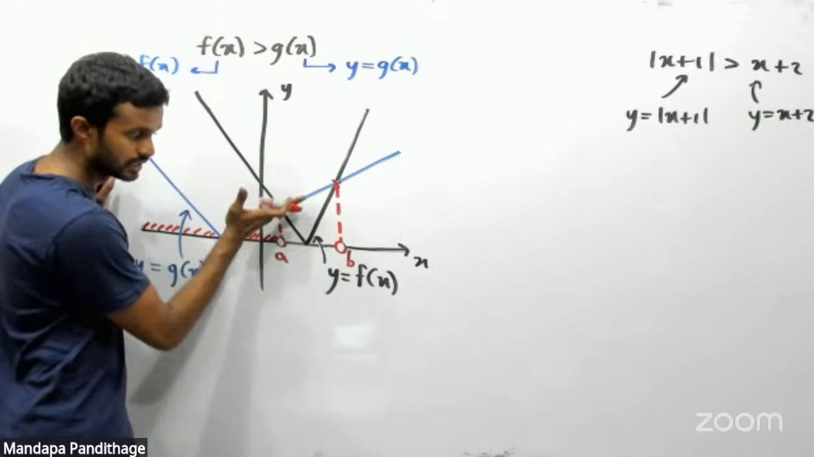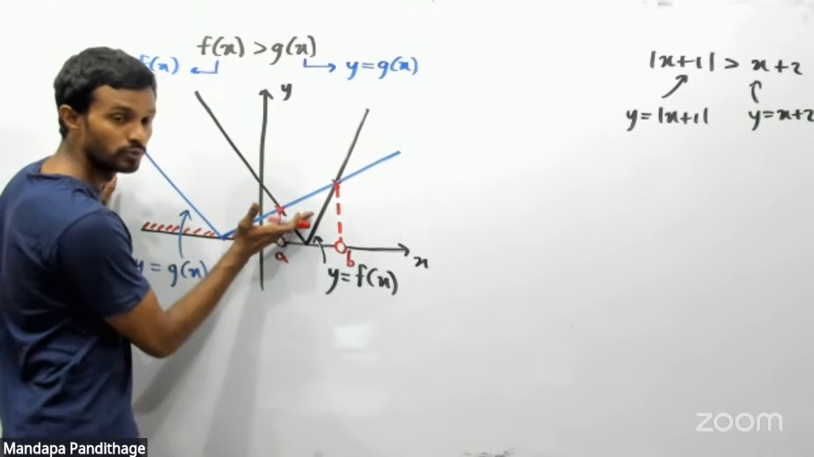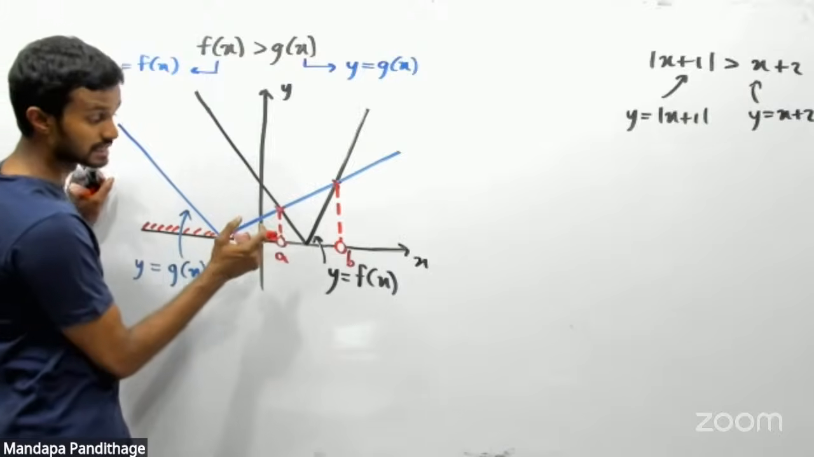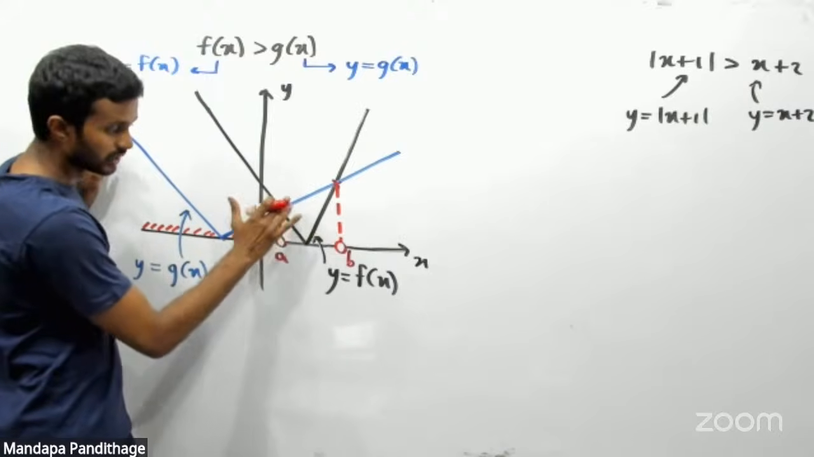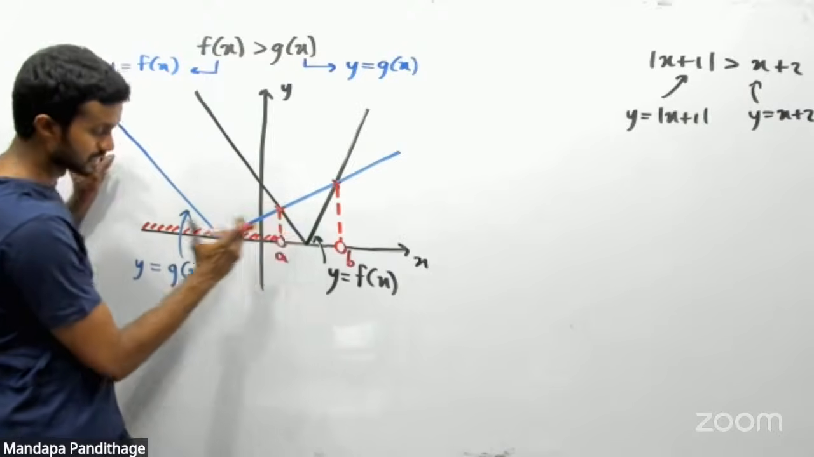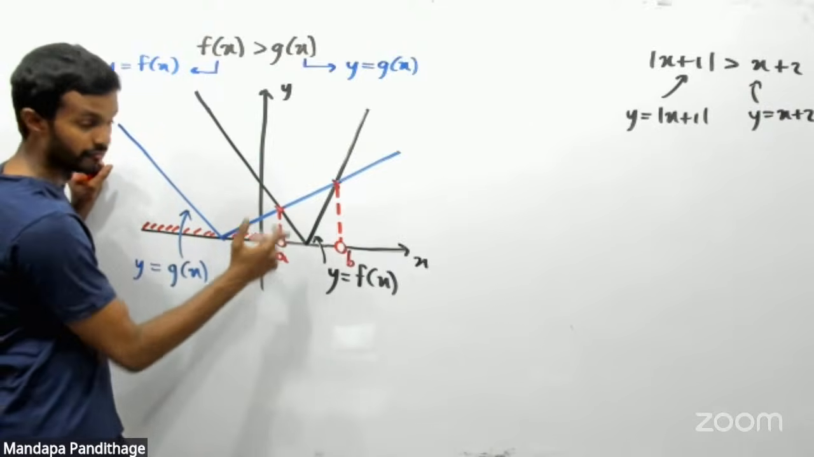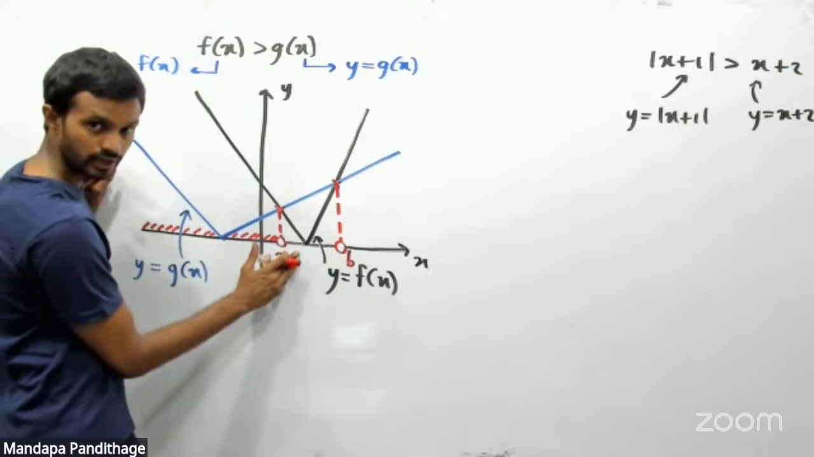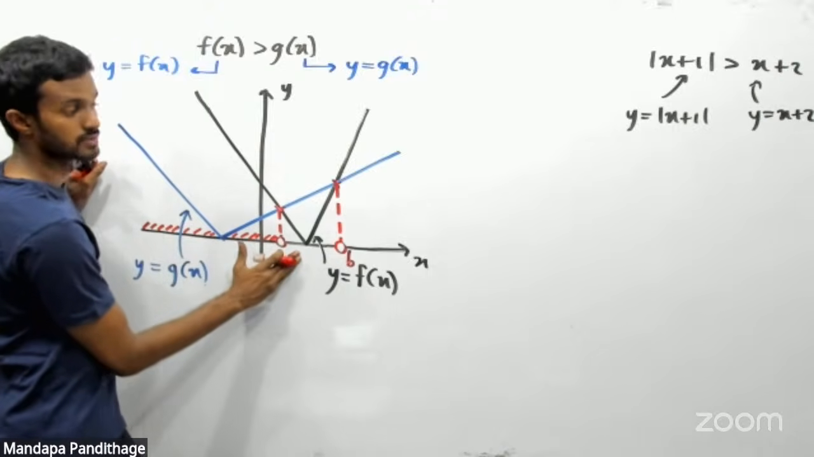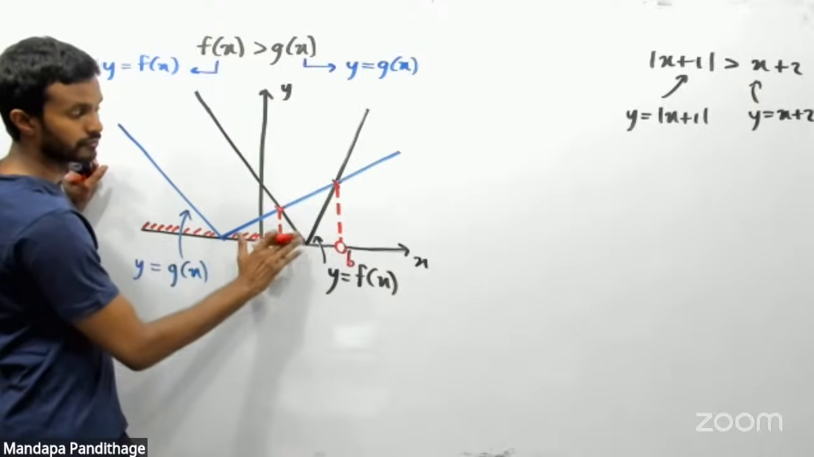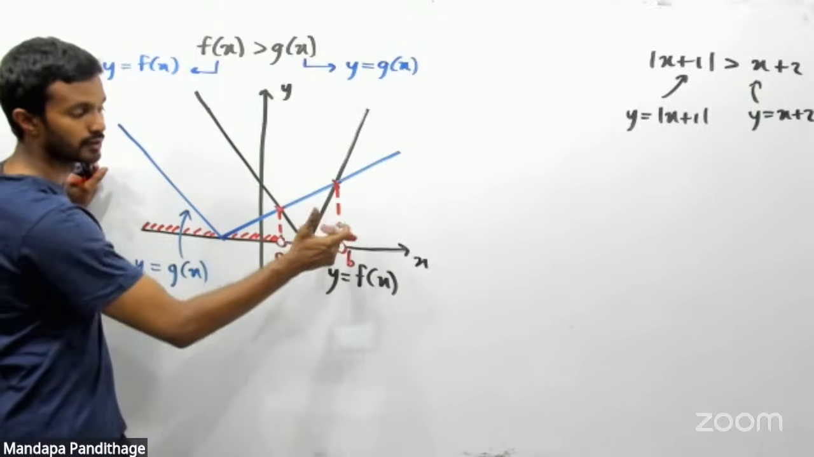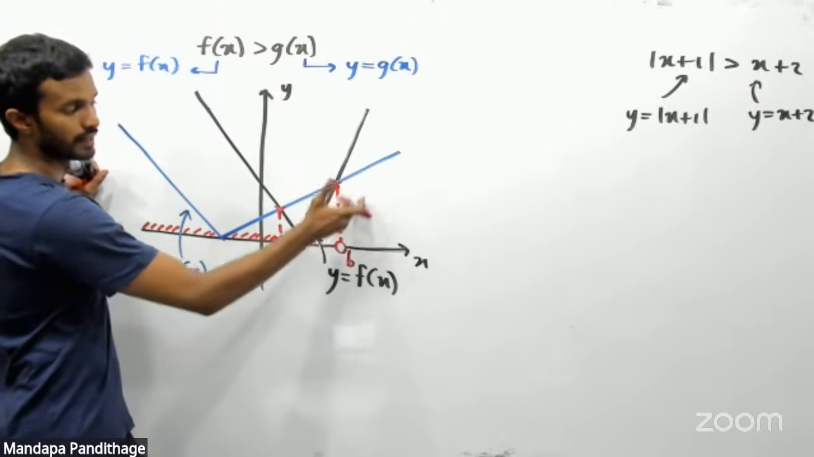So after A, it's clear the black colored one is below blue, which means it's less than the blue colored one. So in this region, it's clear fx is less than gx. Fx is less than gx. Clear? And then when you move on, after this point of intersection, again it's clear that fx is above the blue colored one.